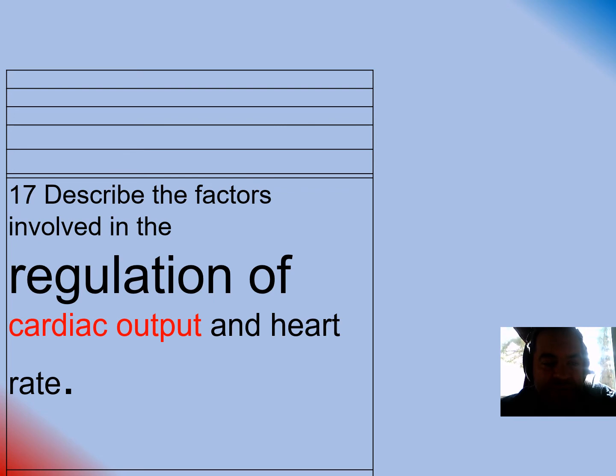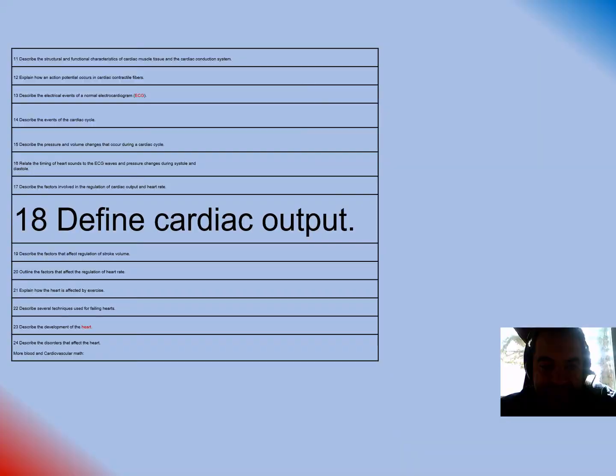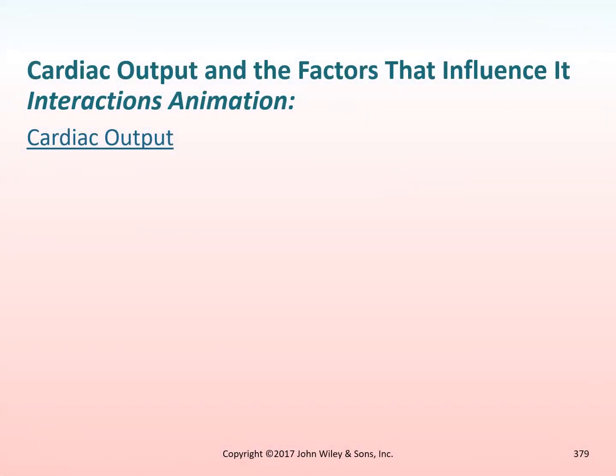Describe the factors involved in the regulation of cardiac output and heart rate. Cardiac output is the volume of blood ejected from the left or right ventricle into the aorta or pulmonary trunk each minute, and this is the way you calculate it. Cardiac output is equal to the stroke volume times the heartbeat, the pulse. Define cardiac output. You can click this and watch this if you have the PowerPoint, which I uploaded.